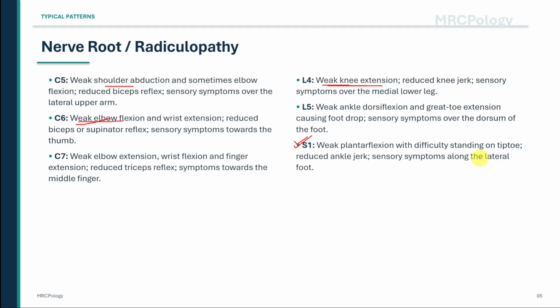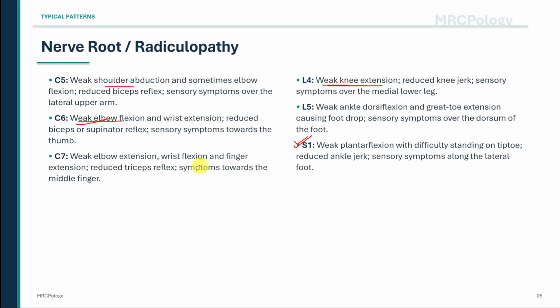The patient may have difficulty standing or walking on tiptoe. The ankle jerk may be reduced, and sensory symptoms may extend along the lateral foot. By this stage of the examination, you should already have assessed tone, power, reflexes, and sensation. The root pattern brings these findings together and allows anatomical localization.